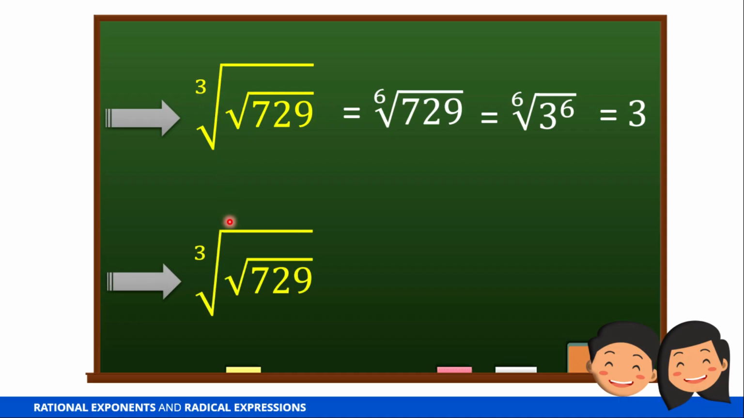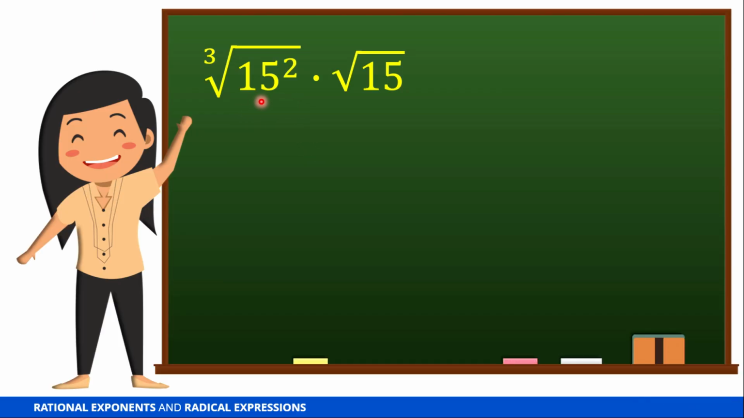Okay? Next, pwede naman natin gawin yung ganitong method. Kunin muna natin yung square root ng 729, which is 27. Kaya magkakaroon tayo ng cube root of 27. So, yung 27, again, galing siya sa square root ng 729. So, kapag kinuha natin ang cube root ng 27, our answer is 3 also. Same lang ang magiging answer. Now, let's try this given.